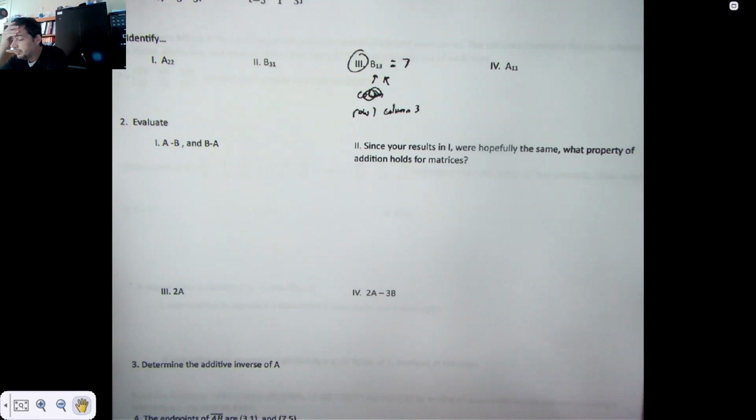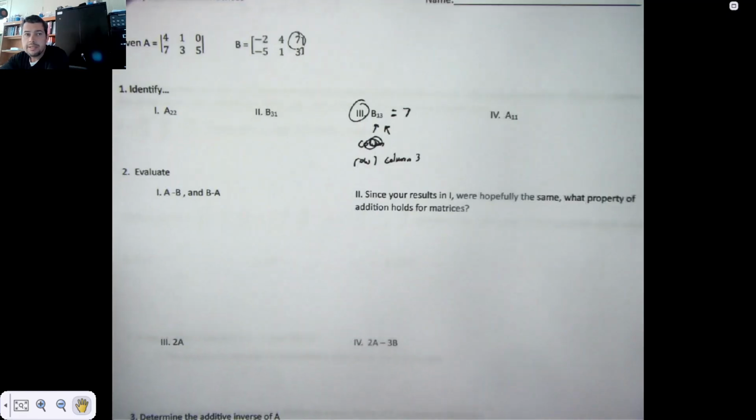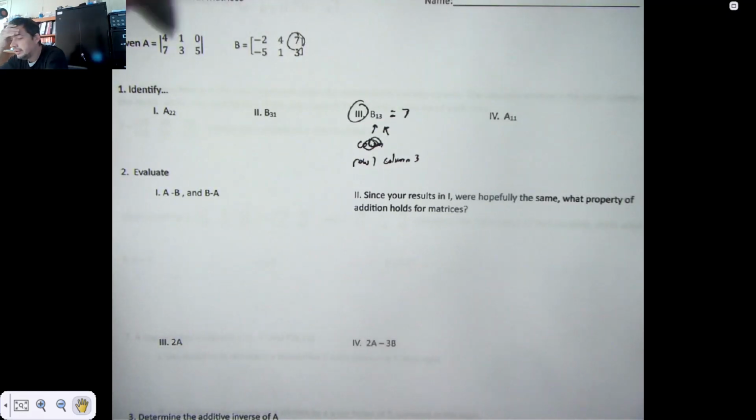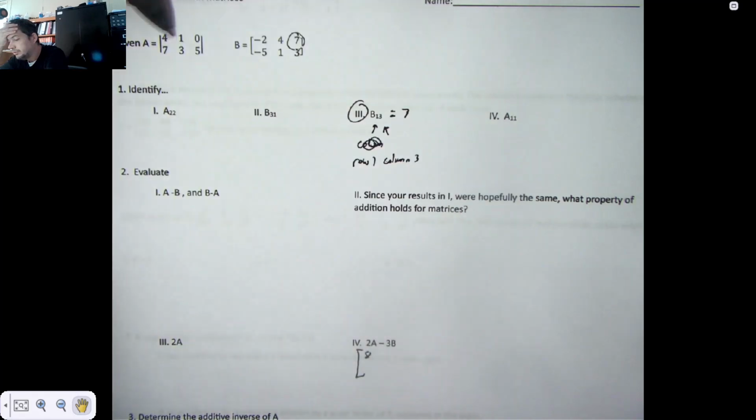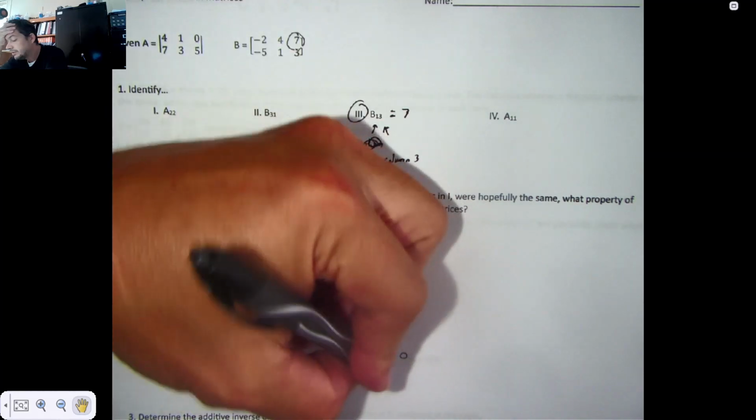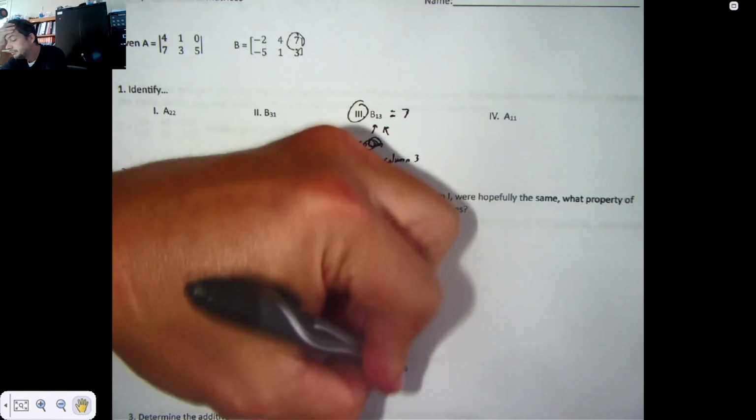I guess I'll do 4, although you should really be able to do it in your head. You're supposed to find twice A. So I'm going to take everything in A and I'm going to double it. All right. 2 times 4 is 8. 2 times 1 is 2. 2 times 0 is still 0. 2 times 7 is 14. 2 times 3 is 6. 2 times 5 is 10.